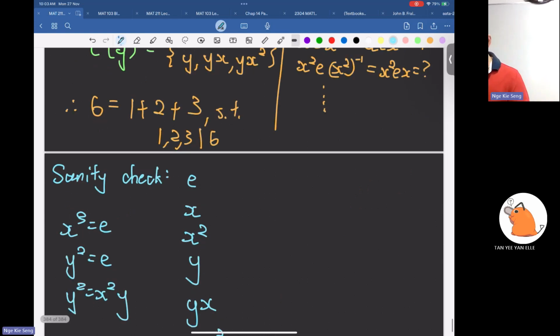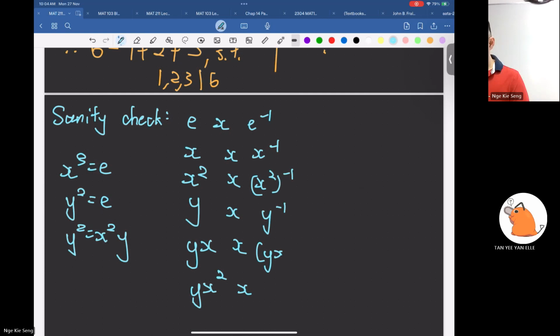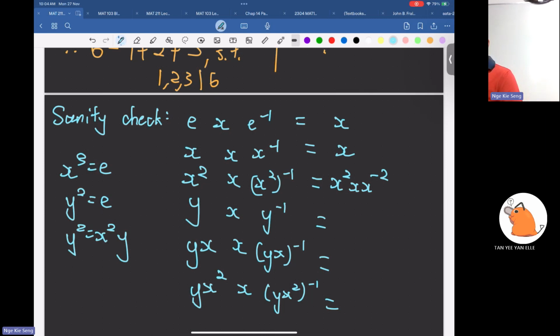Then we want to conjugate this with X. So we conjugate with X: X, X, X, X, X, and then take the inverse. Let's see what we get. First we get X. Second, we get X. Third, we get X squared, X, X to the minus 2. What is this? This is again X.